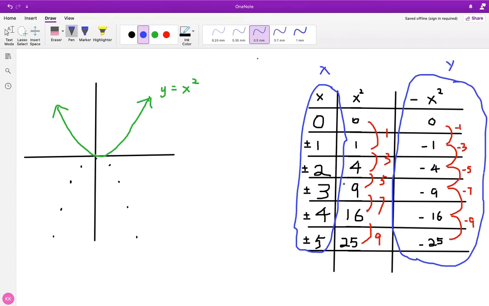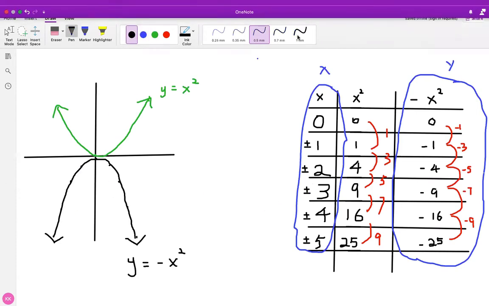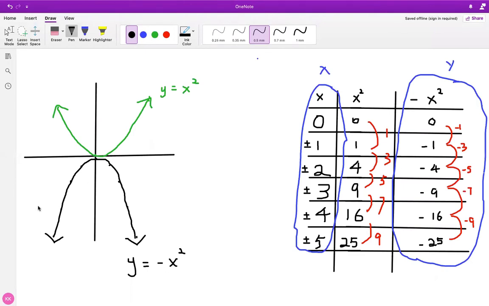And the next points are 2, -4 and -2, -4. I'm using this information to generate this graph here. This is my negative x squared graph after I plot these points and connect them together to get this shape. This shape has certain properties. The vertex is at the maximum point 0, 0.